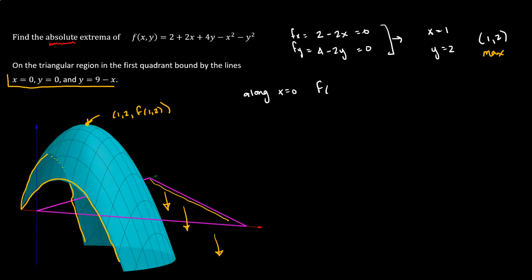Well, along x equals 0, our function actually just becomes a function of y. It looks like 2 plus 4y minus y squared, because all of the x's go to 0. Along this, we can find the derivative to see that it's 4 minus 2y. Set that equal to 0 to find the critical point, that y needs to be 2. And at y equals 2, we plug that back into our function.